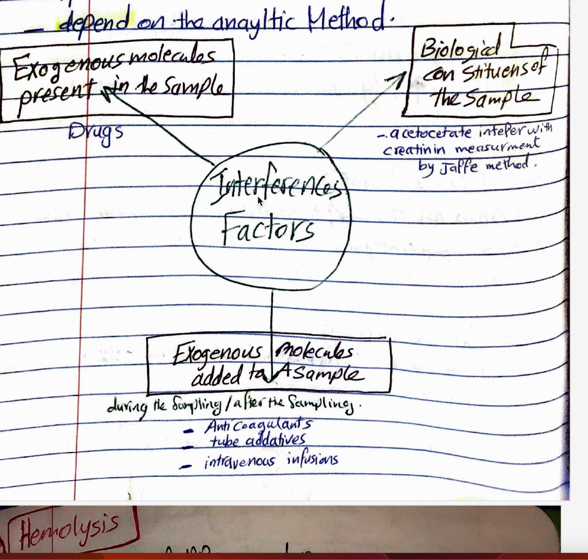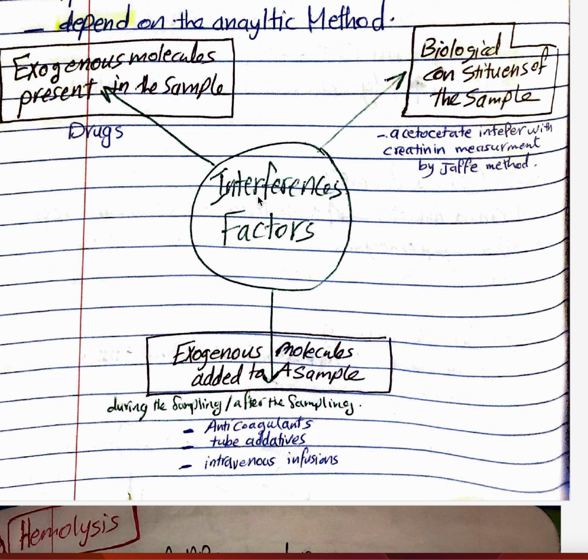So the other thing that we are talking about is these interference factors. The first one, exogenous molecules present in the sample, like maybe this person drank drugs or took a tablet or something. So these are exogenous molecules already present in the sample, like drugs, or exogenous molecules that we add to the sample, like anticoagulants or additives, or we make intravenous infusions.